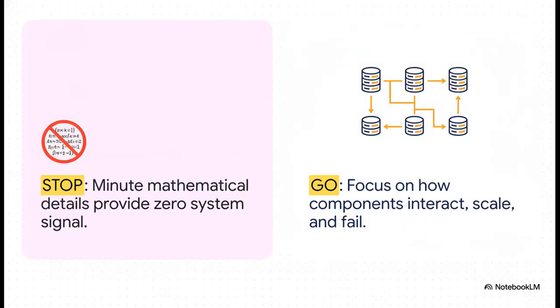But please, heed this warning. Time is your absolute most precious resource. You have to stop getting carried away with minute mathematical details. Do not waste 15 minutes explaining the exact mathematical mechanics of an isolated algorithm like Facebook's EdgeRank. It gives zero signal on your ability to build scalable systems. Instead, you've got to go straight to focusing on how components interact, how they scale, and crucially, how they fail under load. Prove you can design the structure.